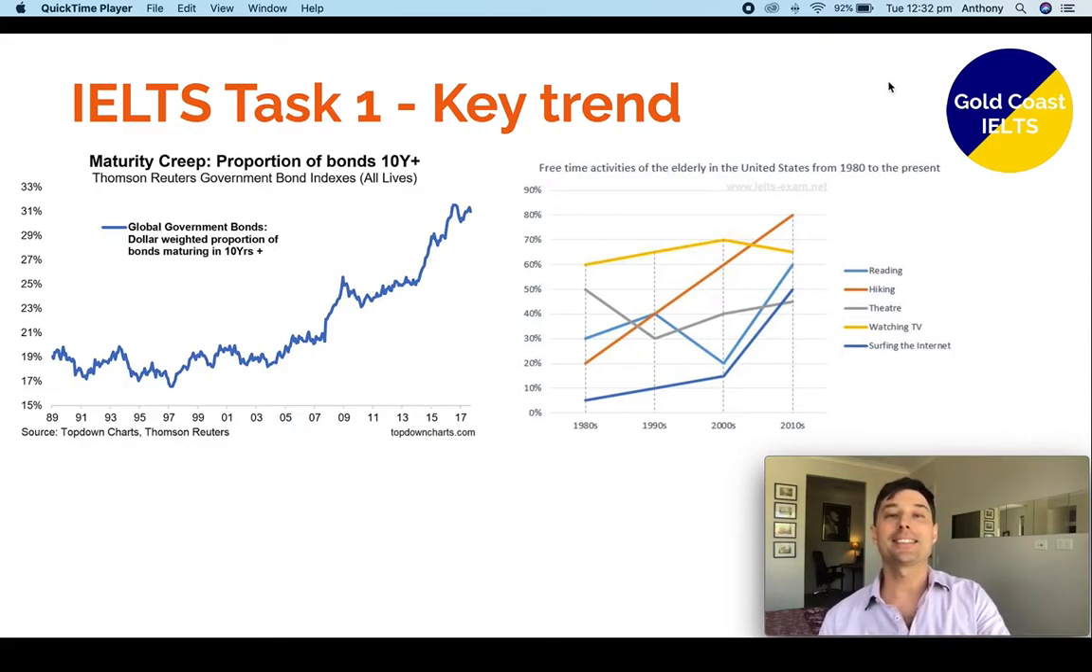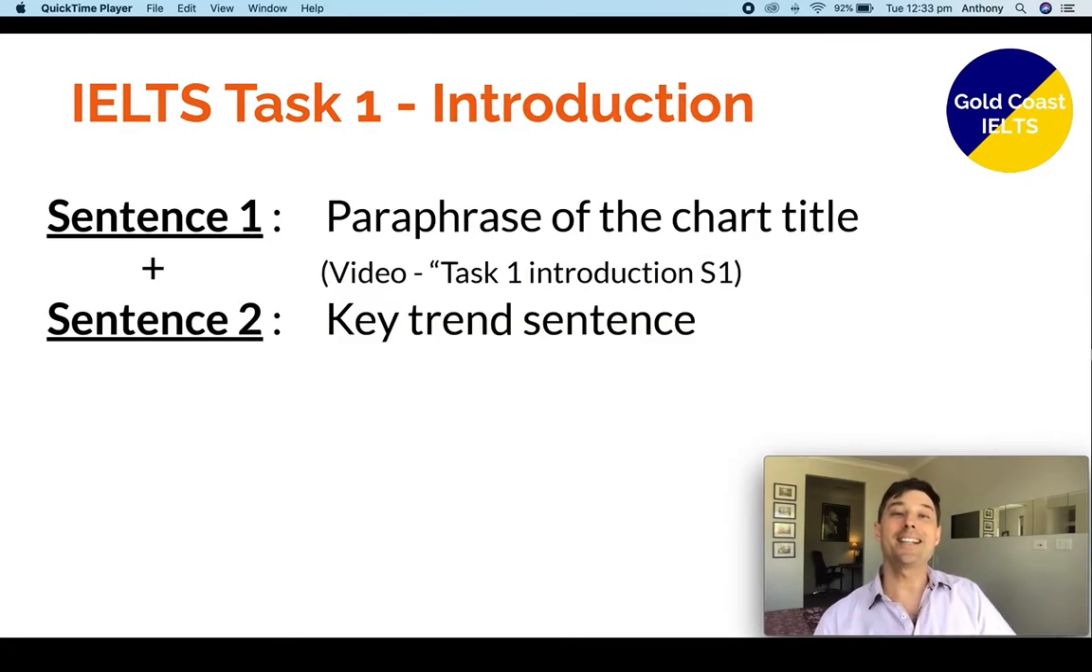Let's look at the IELTS Task 1 key trend. You may get a chart like this where it's really easy to see the key trend. The key trend in this first chart is simply an upward trend. But what if you get a chart like this with all these crazy lines going everywhere? It's really difficult to see the key trend. So that's what we're going to be looking at today. So how do we write the key trend?